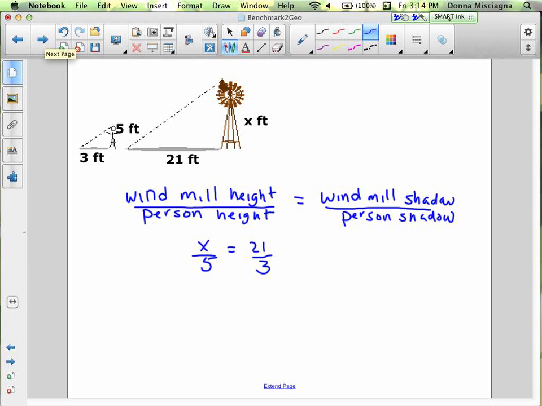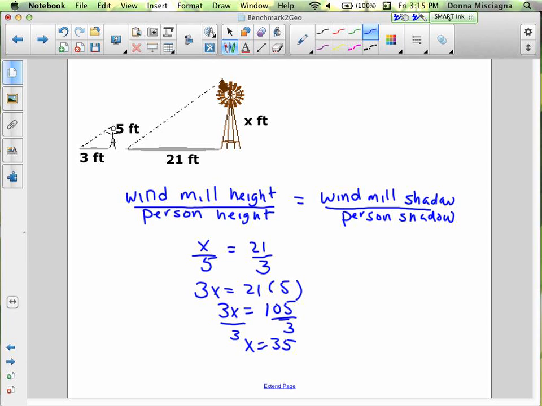You can reduce if you like. 21 and 3 reduces to 7 and 1. But I'm going to show you it doesn't matter if you reduce. You've got the same answer either way. Cross multiply. 3x is equal to 21 times 5. So 3x equals 105. And if we divide both sides by 3, we get x equals 35.